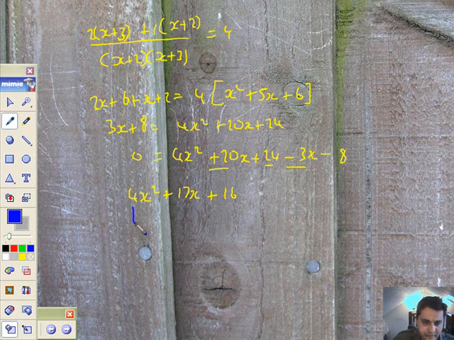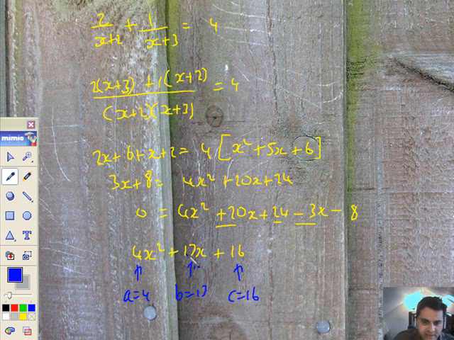Now, what have I got here? I've got my A is worth 4. I've got my B is worth 17. And my C is worth 16. Of course, this equals 0 because it says 0 there. And I've brought everything over to one side to make the quadratic equal to 0. So that's my quadratic. I'll merely substitute into the formula and get my answers.